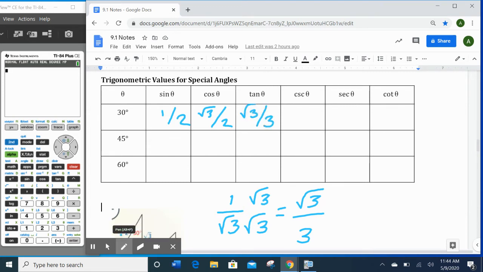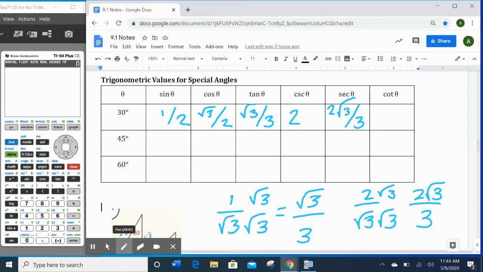The cosecant is the reciprocal of the sine. So I'm going to just do the reciprocal of sine. 2 over 1 is just 2. The reciprocal of the cosine is the secant. So it would be 2 over √3. When I rationalize, multiplying by √3 over √3, I get 2√3 over 3. So the secant of 30 degrees is 2√3 over 3.